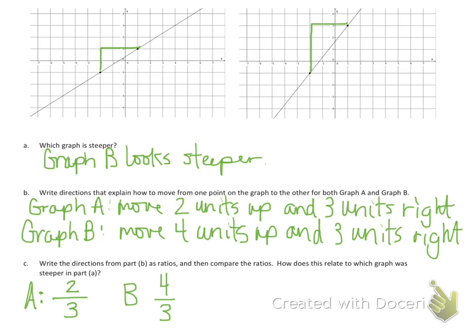And you might notice that the ratio 2/3 is less than the ratio 4/3. Okay, so how might this relate to which graph was steeper in part B? So it appears that the ratio of units up to units over could be a measure of steepness. So the greater ratio is going to be the steeper graph.